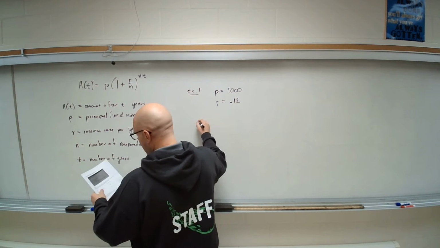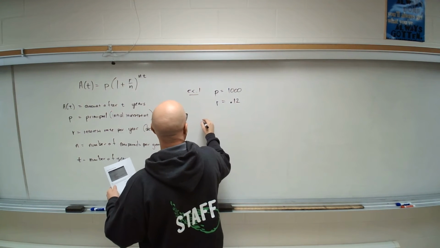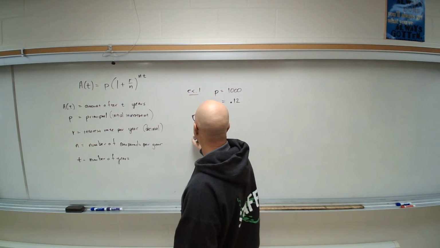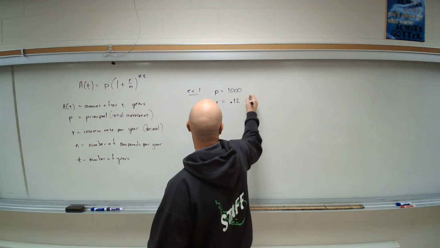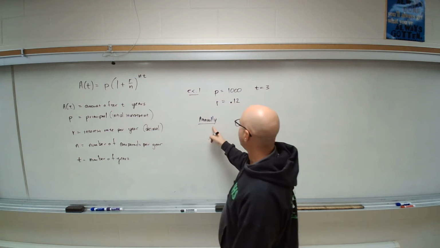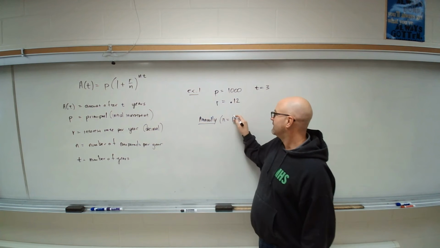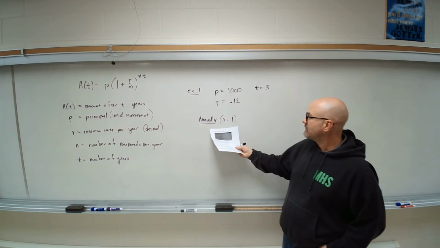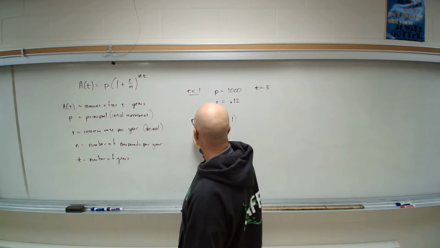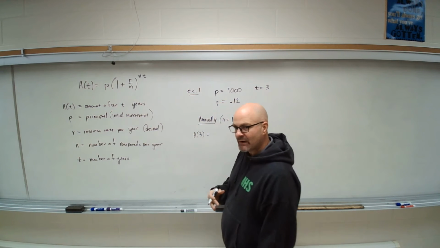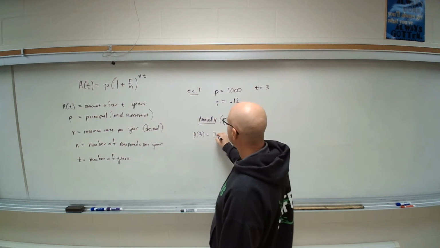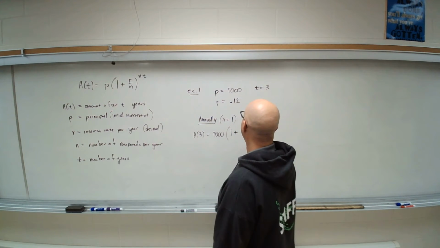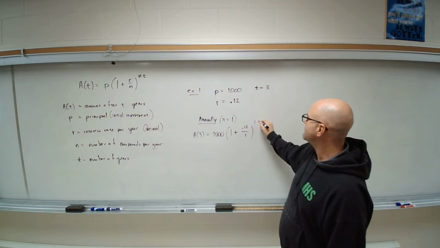So if you have annually, and we're doing it for 3 years, that means n would be equal to 1. And actually, you could just use simple interest calculation for this too. But we'll go ahead and use this. So to do this one, we would get the amount after 3 years. So A of 3 would be 1,000 times 1 plus 0.12 divided by 1 raised to the 1 times 3 power.